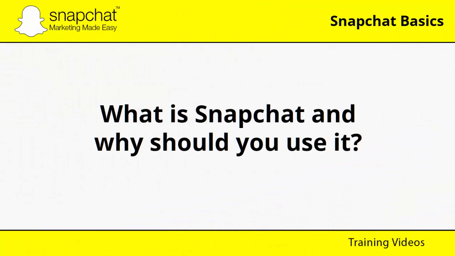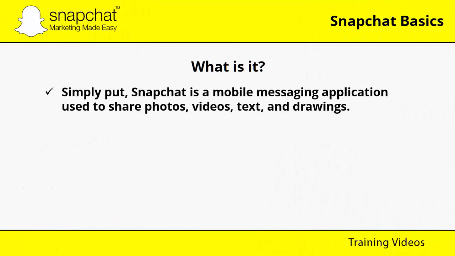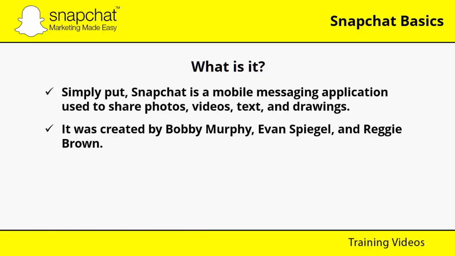What is Snapchat and why should you use it? What is it? Simply put, Snapchat is a mobile messaging application used to share photos, videos, text, and drawings. It's free to download and use, and it has become hugely popular in a very short period of time, especially with young people. It was created by Bobby Murphy, Evan Spiegel, and Reggie Brown when they were students at Stanford University. In one of their classes at Stanford, Snapchat was started as a project.